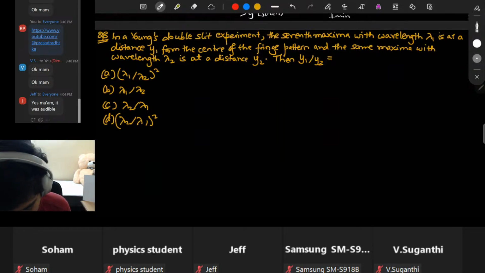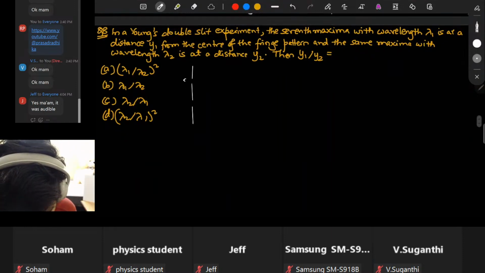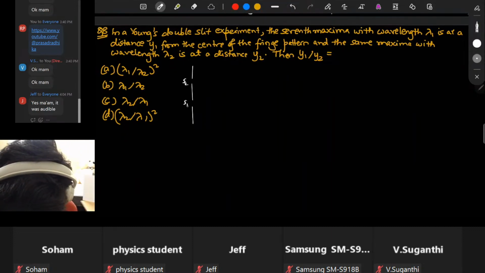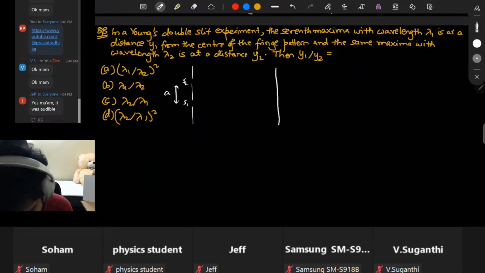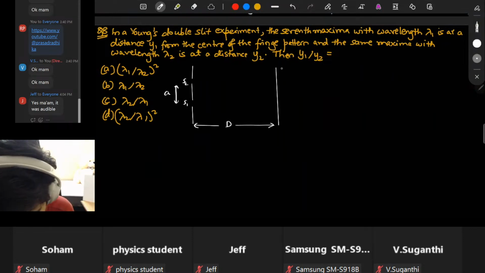So let me first draw the setup for Young's double slit experiment. These are my two slits, S1 and S2, which are at a separation A. And then I have a screen, which is a distance D away from the slit plane. So this is my screen. And on the screen, I have some point P.